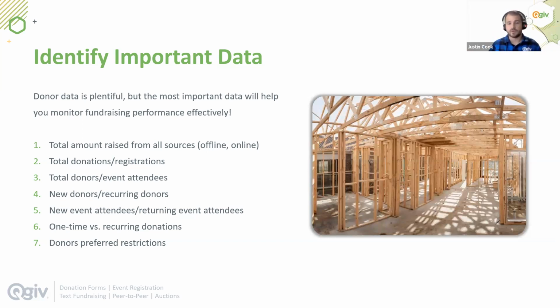So if you're always running a similar annual year-round fundraising campaign, make sure to organize all of that data that's important to you: total amount raised, total donations, total donors, your new donors versus your recurring donors, and restrictions as well.